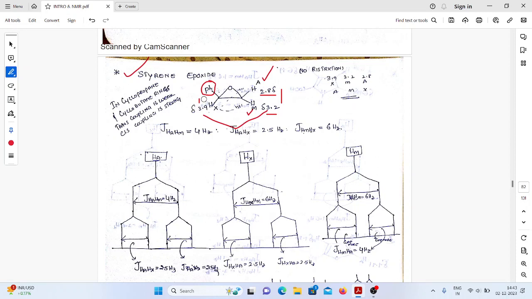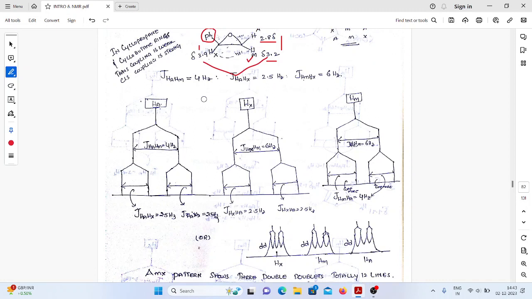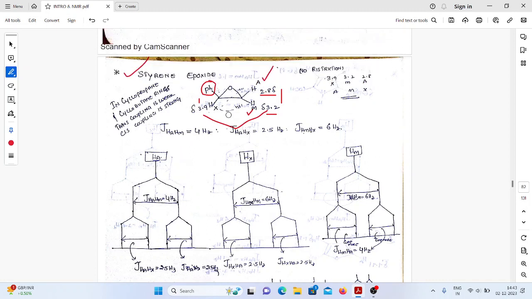Okay, so how are we going to get the splitting pattern? See this one. First, take HA coupled with HM, and HA coupled with HX. Two possibilities are there, right? So HA coupled with HM, you will get a doublet or not?